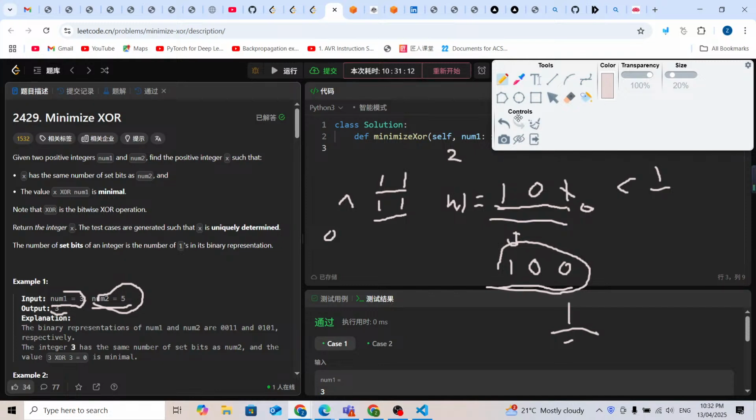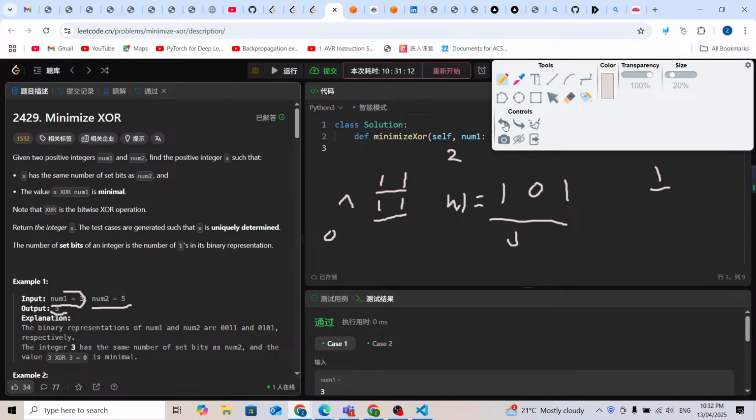So this is one of the cases. But what if our set bit count is more than that? For nums1, it is still 5. But the number of set bits for nums2 is going to be 3. So what are we going to do? Basically this means the set bit count is going to be more than the number of set bits of nums1.